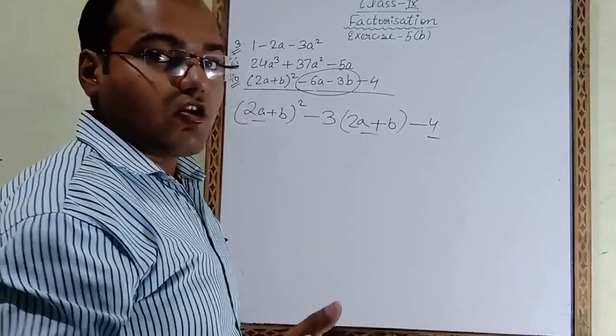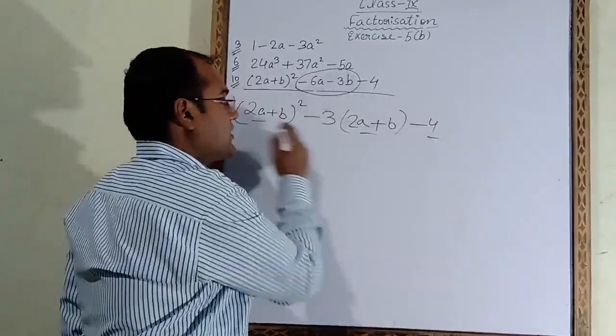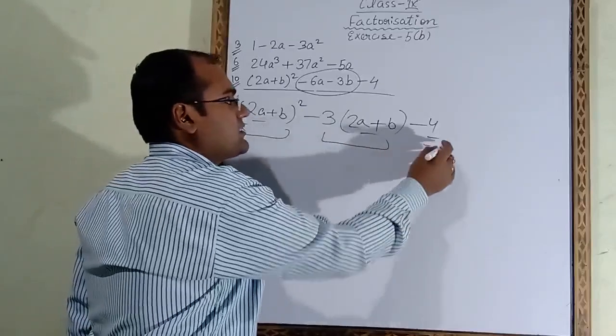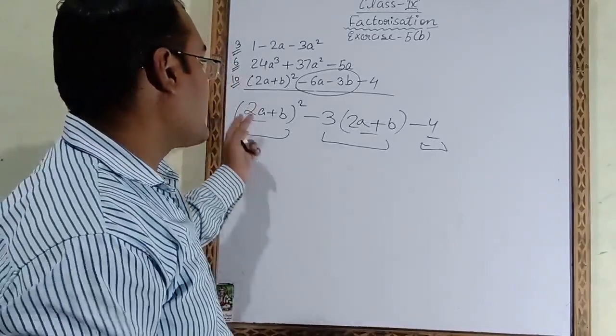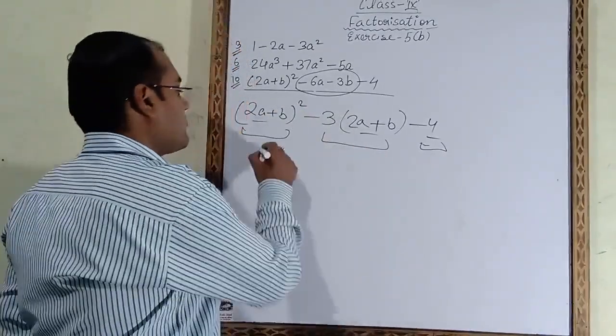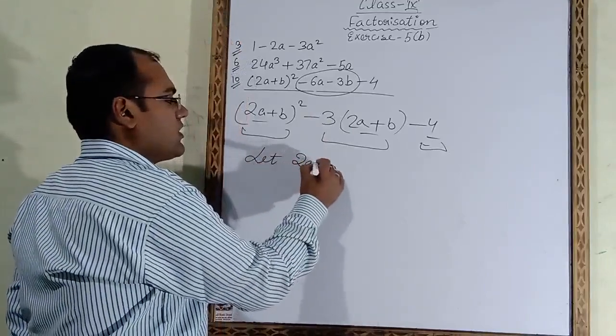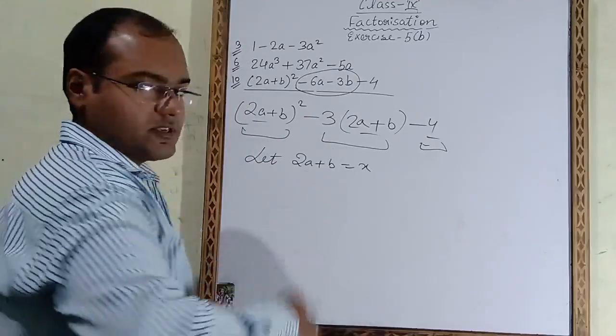So we will not take 2a plus b common, because 2a plus b is not common in all the 3 terms. This is first, this is second, and this is third. In all the 3 terms we are not getting 2a plus b. Only in 2 terms we are getting 2a plus b. So what you have to do, we will assume that 2a plus b is x. Let's say that 2a plus b is x.